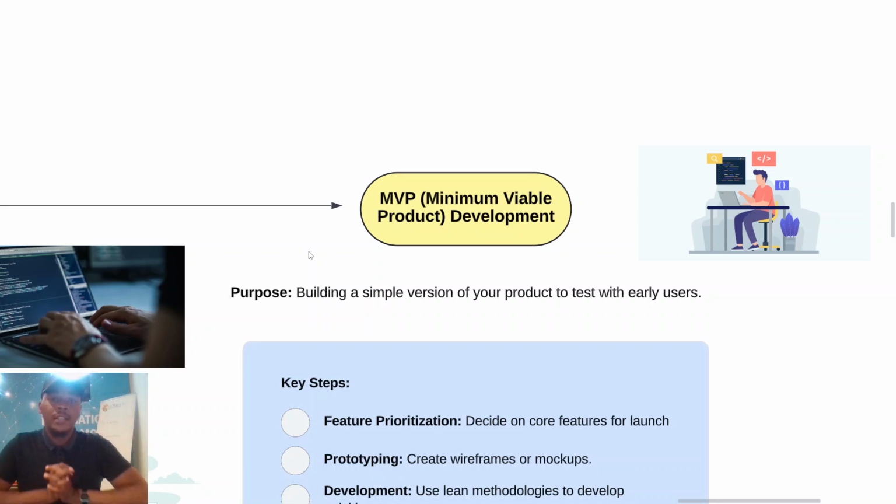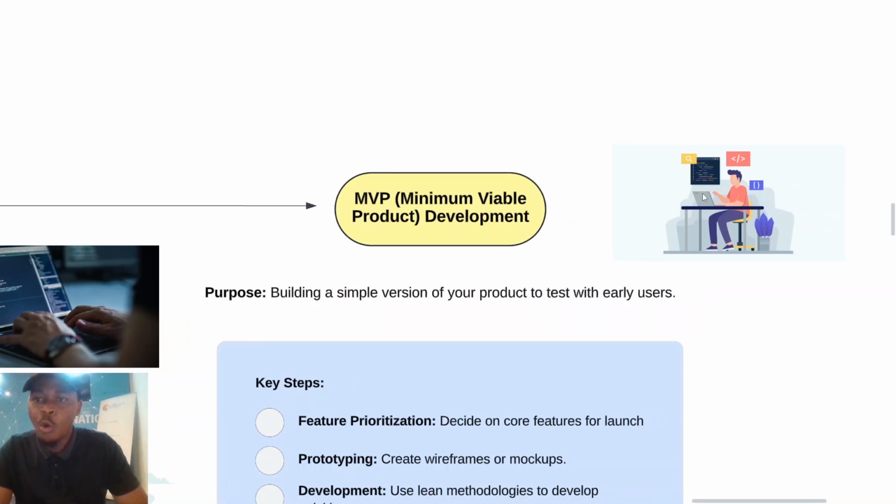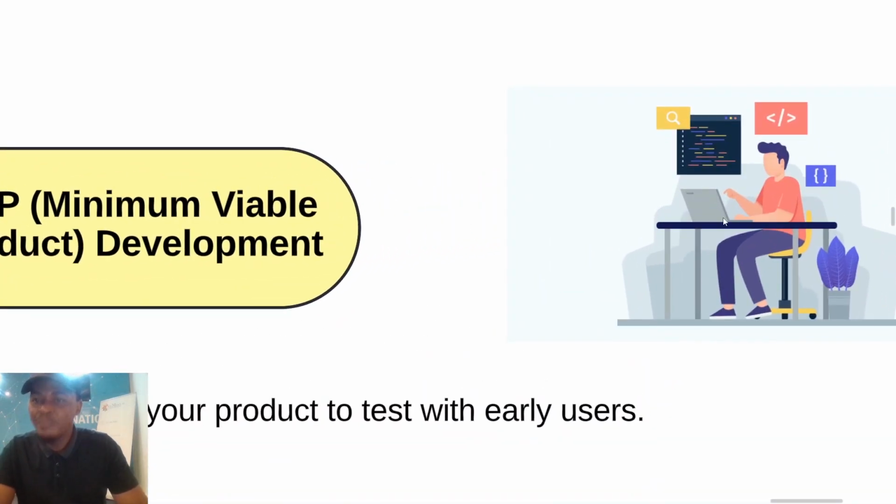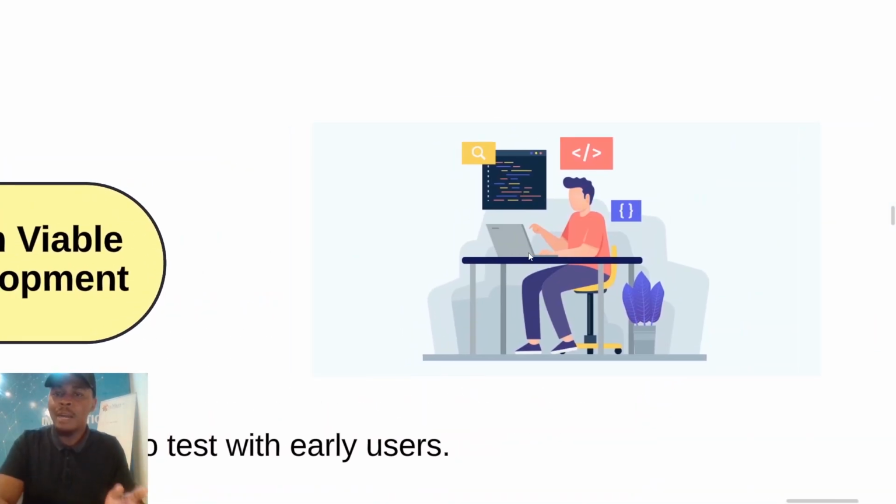So now that you have covered your brand identity, your ideation, and all that, we are now building our MVP. What is the purpose of building an MVP? Building a simple version of your product to test with early users. The most important thing is to test with your early users. As you can see, you've been ideating, you've been doing all your research, you have been planning, you have been coming up with ideas. What is it that you can actually do?